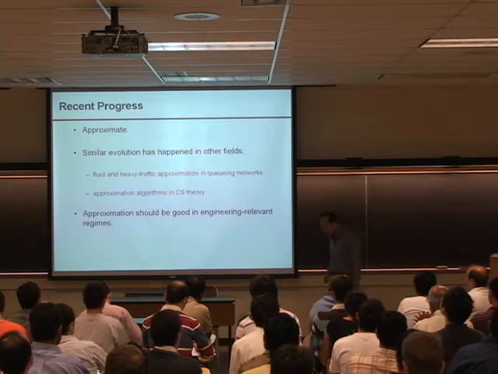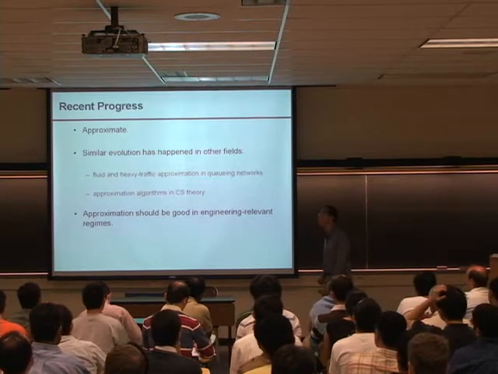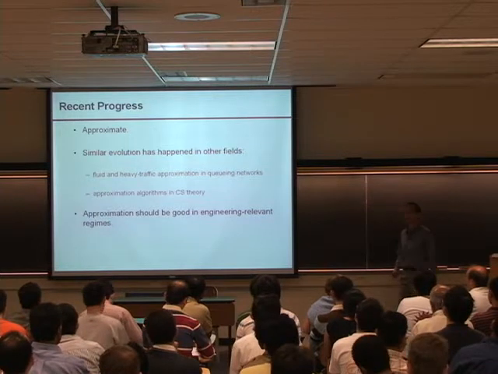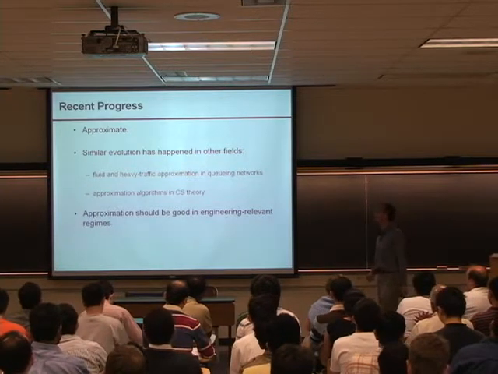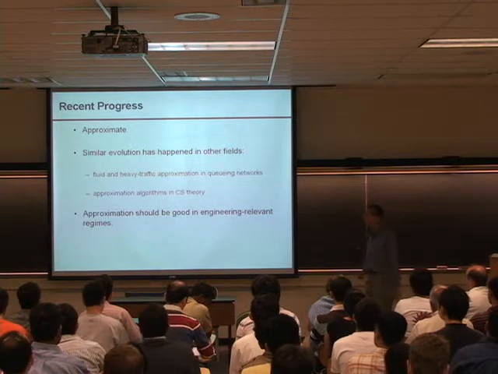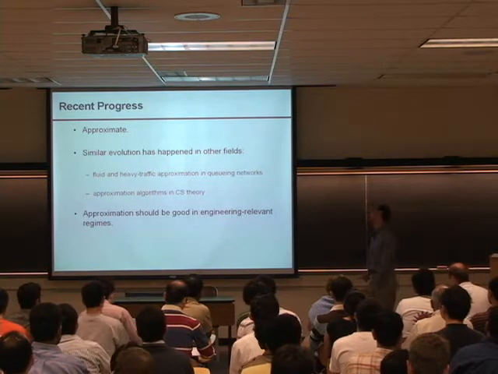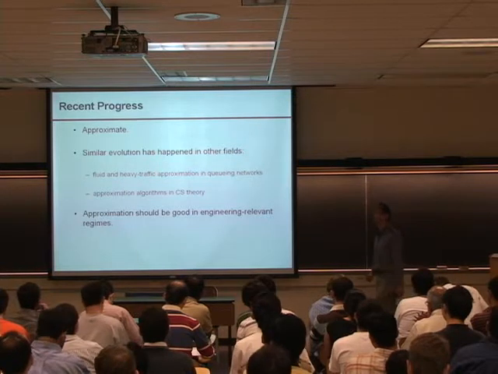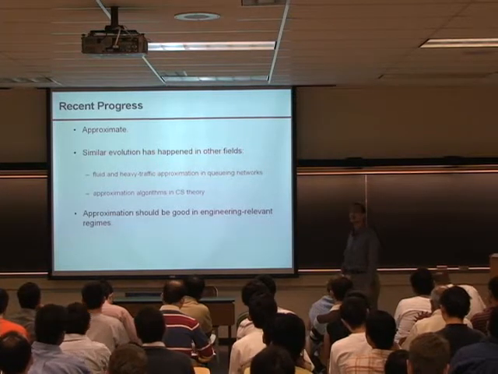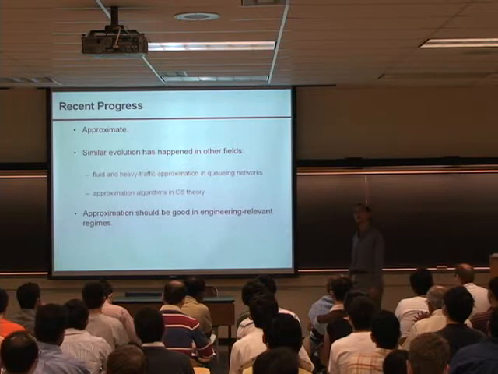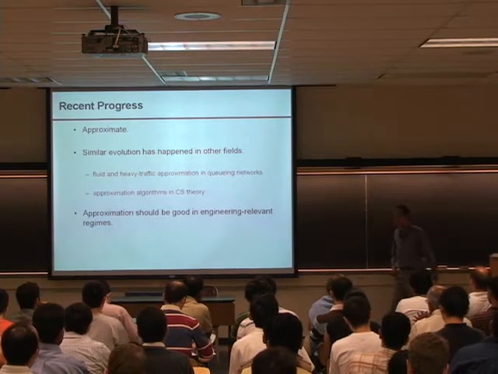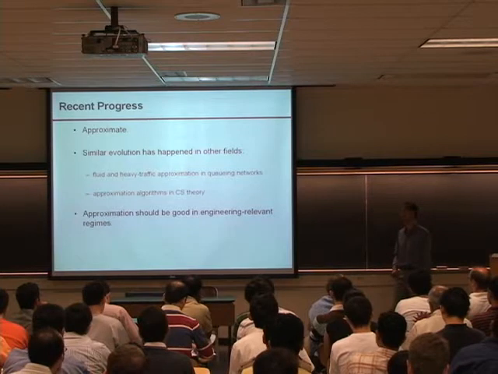Another field is CS theory. Here, instead of looking at exact optimal algorithms, many of which are NP-hard, a lot of research has been focusing on finding good approximation algorithms. So let's follow the lead of these fields, and instead of thinking about characterizing exact capacity, let's try to think about approximation.